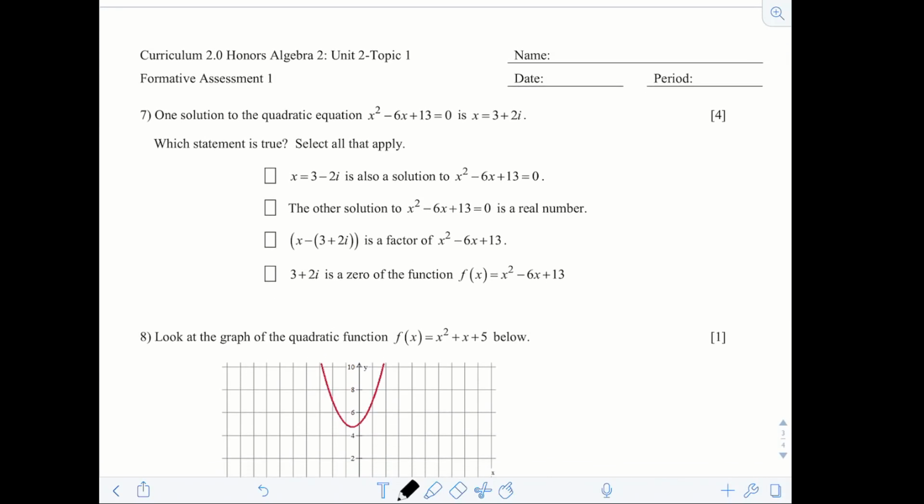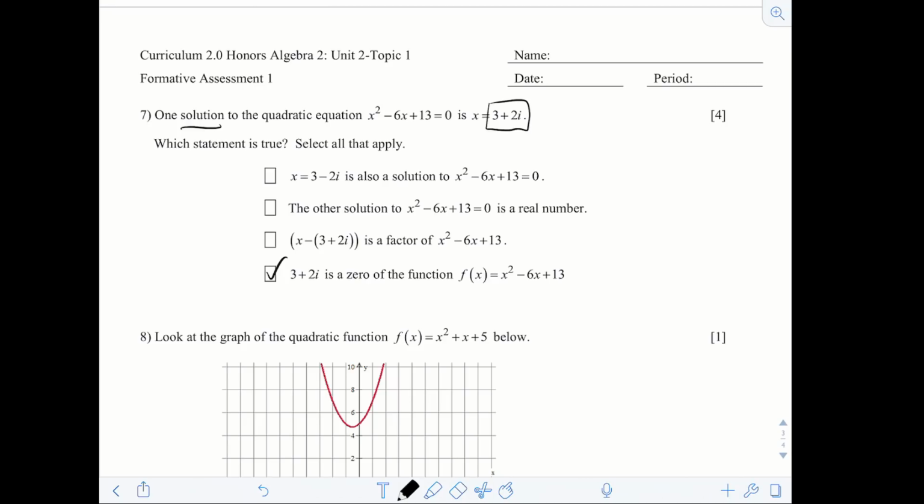Okay, next. It says one solution to the quadratic equation is x is equal to 3 plus 2i. Now, which statement is true? If this is a solution, that means it is also known as a 0, which means that if I place that into the equation, we should end up getting 0 for my answer.